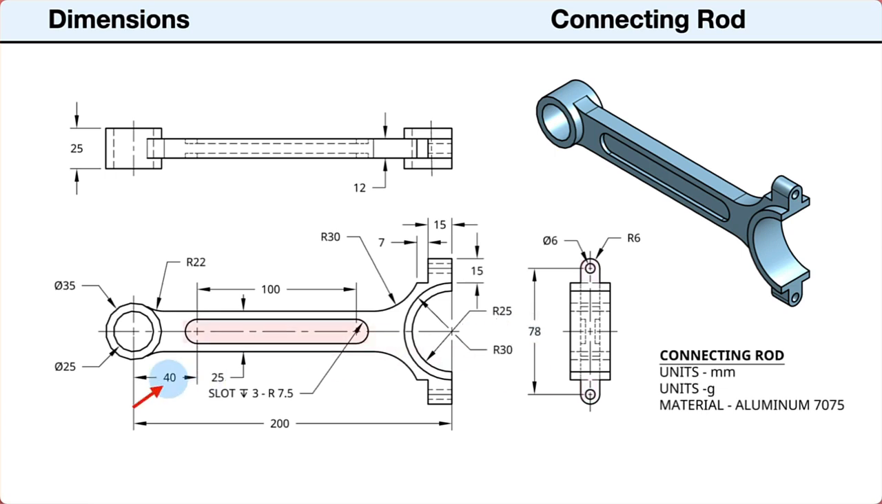The front view shows a relief slot located 40 millimeters from the center of the small end and is centered vertically on the beam. The slot is 100 millimeters long center to center. The slot ends have a radius of 7.5 millimeters, making the slot 15 millimeters high and has a depth of 3 millimeters. The top view shows the slots are symmetrical on both sides of the beam. The notes tell us the units are in millimeters. The mass is measured in grams. The material is aluminum 7075.